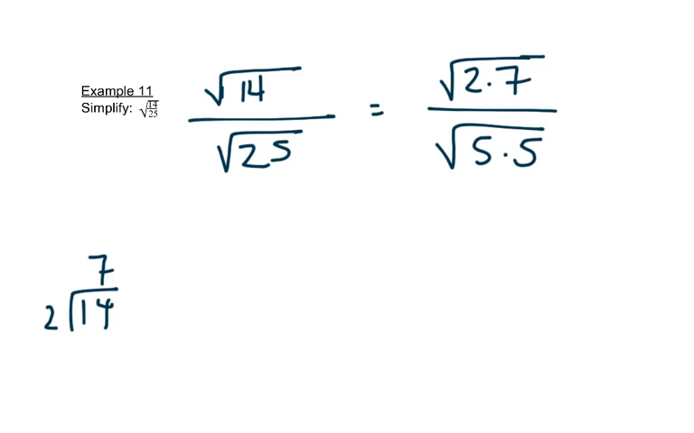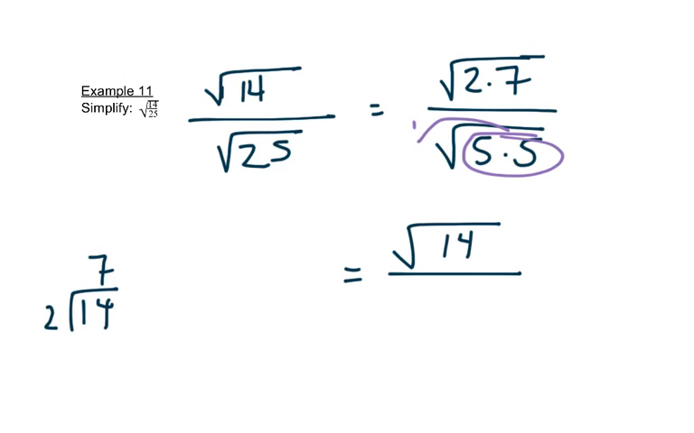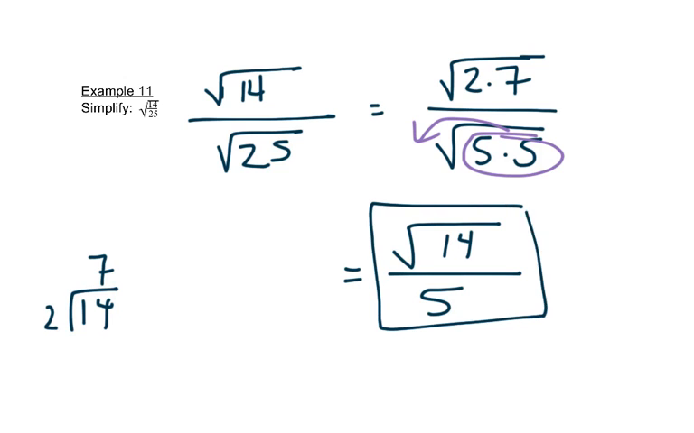So now if we look on the top, there's no pairs of numbers. There's no groups of numbers, so we can't do anything with that. We just have to multiply the 2 times the 7 and get back to the 14. But on the bottom, there's a pair of 5s, so that'll come out as a 5. So we end up with a 5 on the bottom. Now the 14 is still underneath the square root because both the 2 and the 7 were stuck underneath that square root. But the 5 is not because it had a pair of 5. So you have to be really careful that you show what's underneath the square root and what is not underneath the square root.